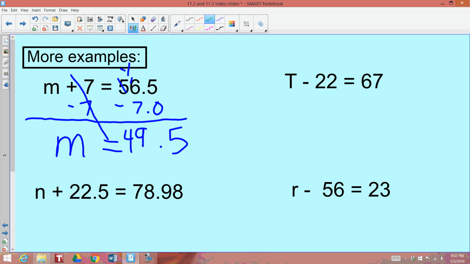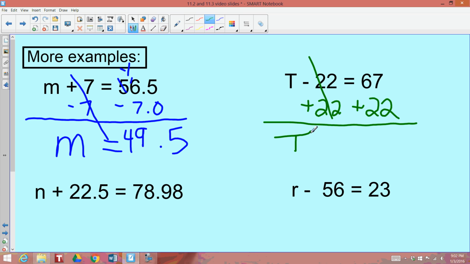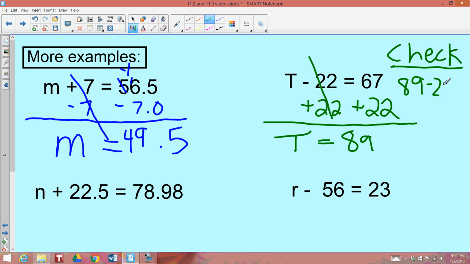So I could do 67 plus 22. I know I'm going to be adding 22 to get t, but in order to show my work, if I add 22 to negative 22, I'm left with a 0 pair. So t is equal to 89. 89 minus 22 should be 67. Let's check. 89 minus 22. Does that equal 67? Well, 89 minus 22 is 67, so 67 equals 67.